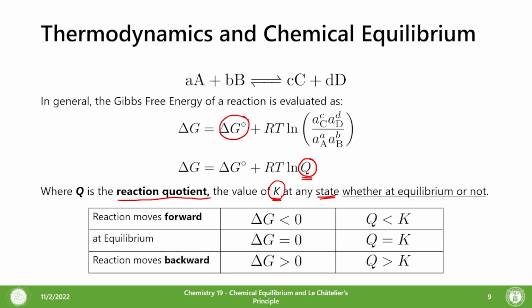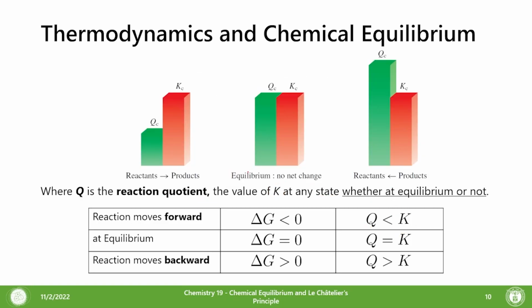But Q is the value of K at any state, whether equilibrium or not. So even if there are more products at this initial state and it's not equal to K, that's all right. Q is the defined reaction quotient for that. But the relationship of Q and K can actually tell us what direction our reaction will proceed.